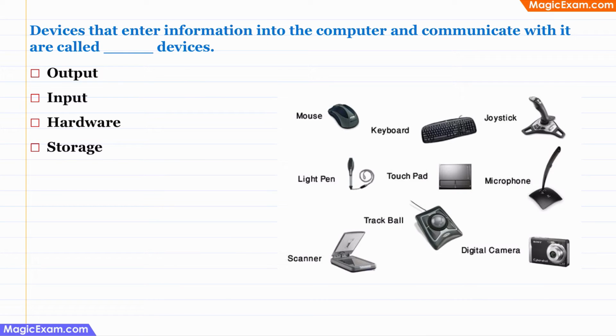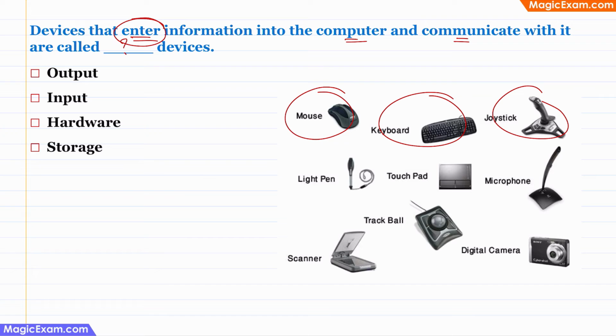Devices that enter information into the computer and communicate with it are called what devices? Now, mouse, keyboard, joystick. So these are all input devices which we can use to input or enter data into the computer. And we can use monitors or printers or speakers to get data out of the computer. Here we are being asked what are the devices that are used to enter or input information into the computer. So here we are going to use input devices.